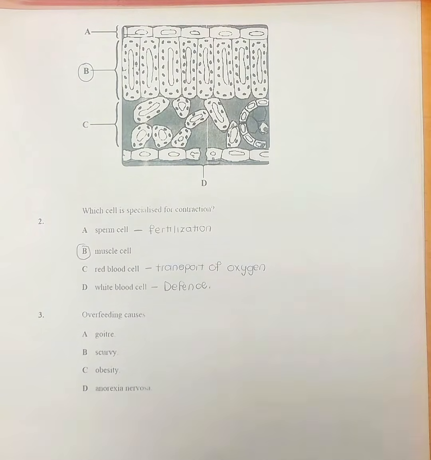Let us now move on to number 3. Overfeeding causes. We are going to select obesity as our answer. Obesity is caused by high intake of carbohydrates, and then goiter is caused by the lack of iodine, and then scurvy is caused by the lack of vitamin C, and then D, which is anorexia nervosa. It is caused by self-starvation.